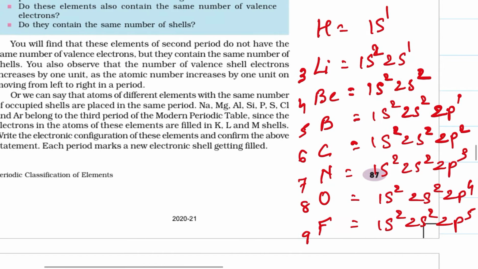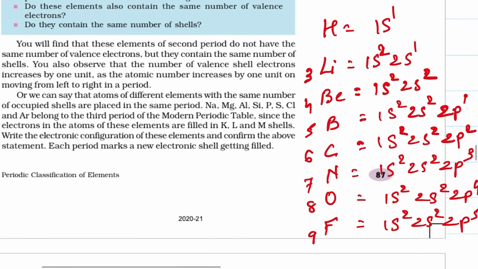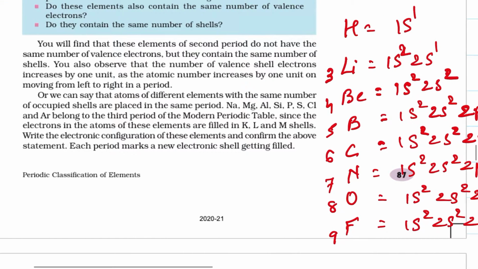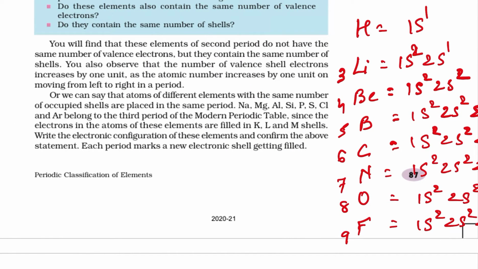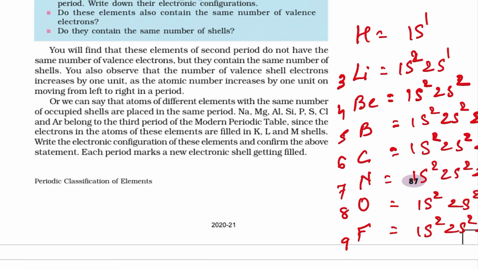Now you observe that the number of shells is remaining same in the period, but the number of electrons are increasing. So, do you find these elements also contain same number of valence electrons? No. Do they contain same number of shells? Yes. So, now you will find that the elements of second period do not have same number of valence electrons, but they contain same number of valence shells.